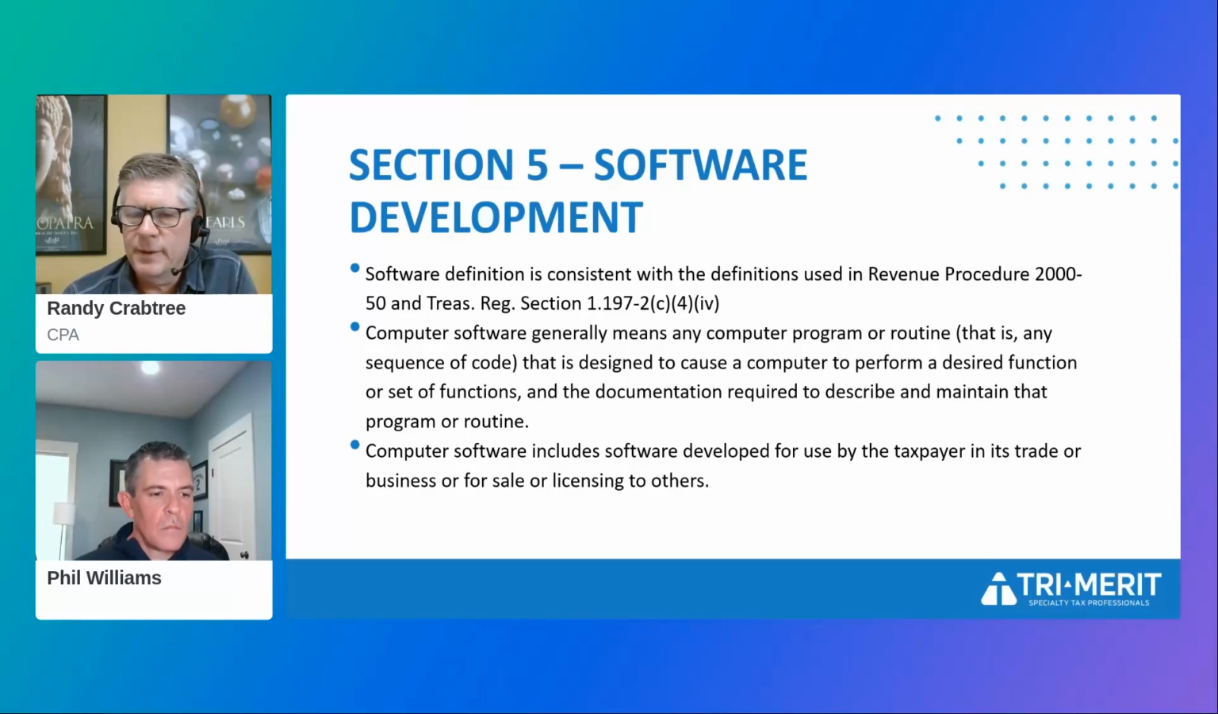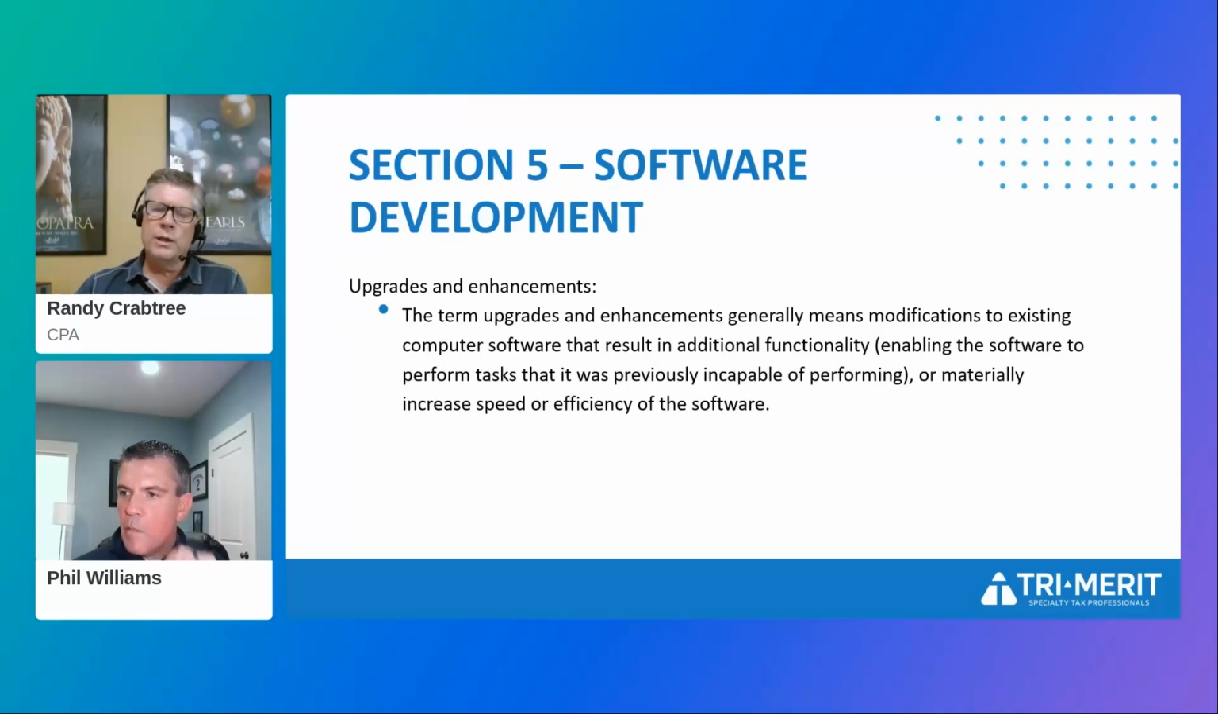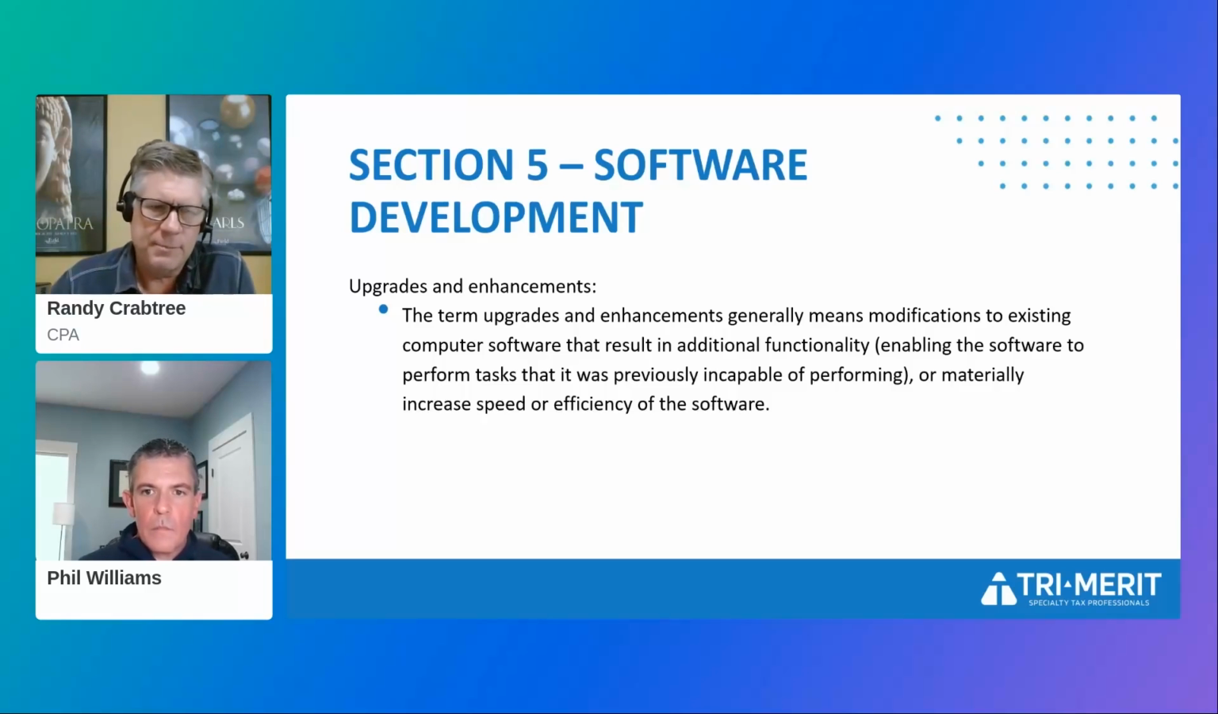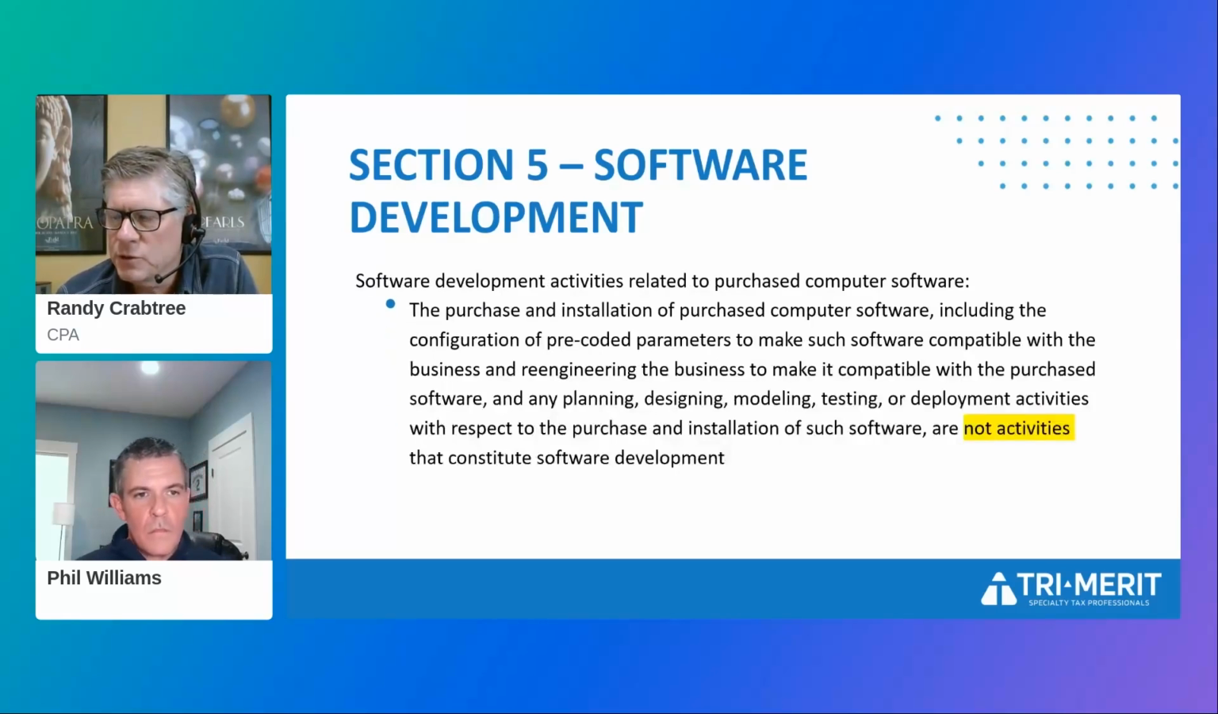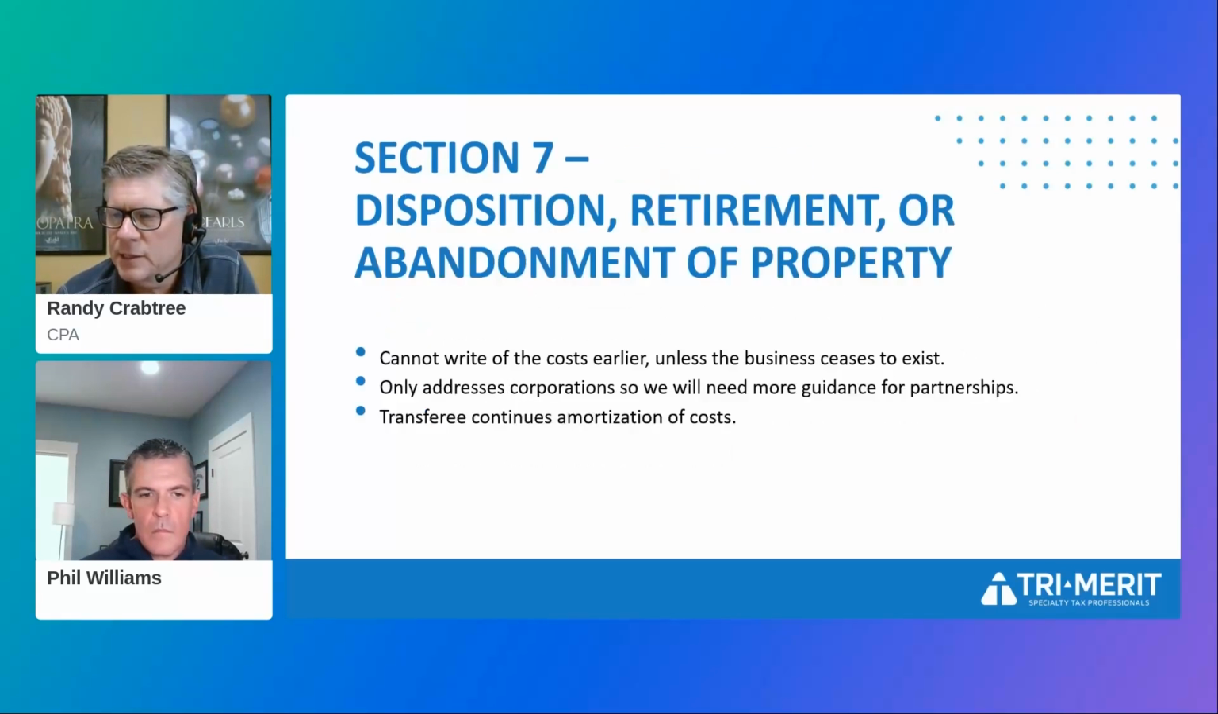And then in software development, we were concerned with them saying everything associated with software is R&D. Basically, that's what it sounded like at the beginning. And they pulled back on this with this guidance as well. One of the new terms that they came out with in this guidance was upgrades and enhancements. So if we're doing something to a software and it's adding additional functionality, or it's materially increasing the speed or efficiency of that software, that's an upgrade or enhancement that you need to look for to include in 174. If it's simply installing the software or that kind of thing, they're saying that's not something we need to be aware of. So software was a big thing that they looked at in this as well.